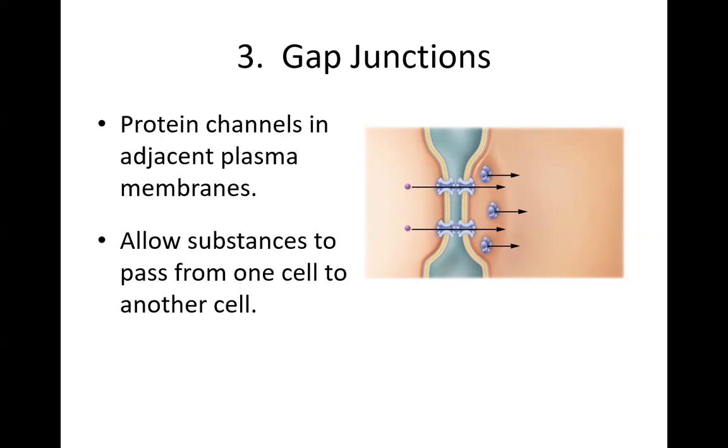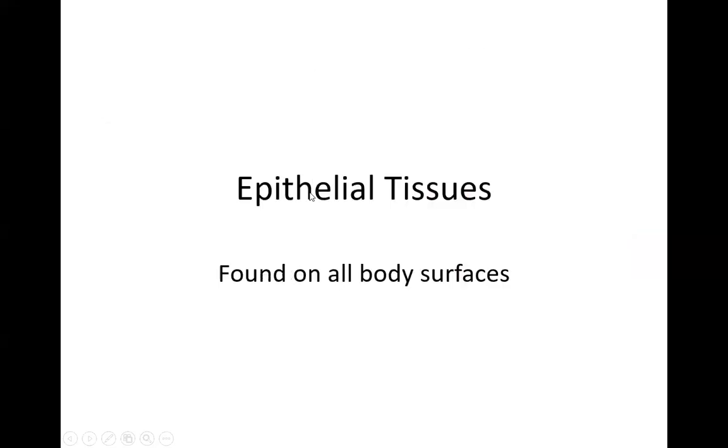So you see the different proteins. One, two, three, four, five, six, and they all assemble together to allow the passage from one cell to another. They allow substances to pass from one cell to another. Now let's talk about epithelial tissue.